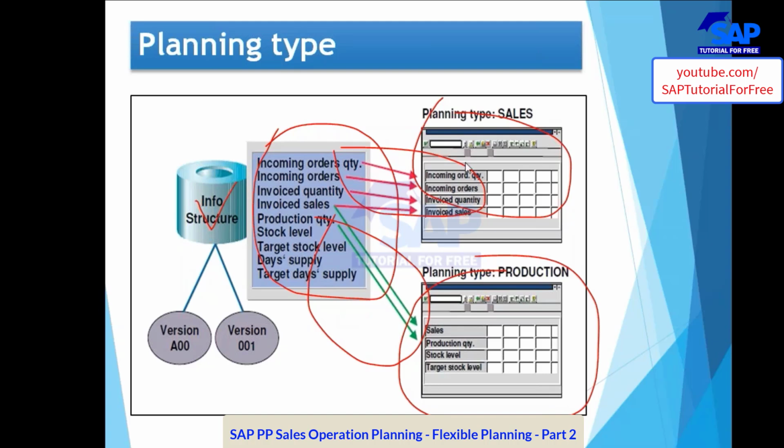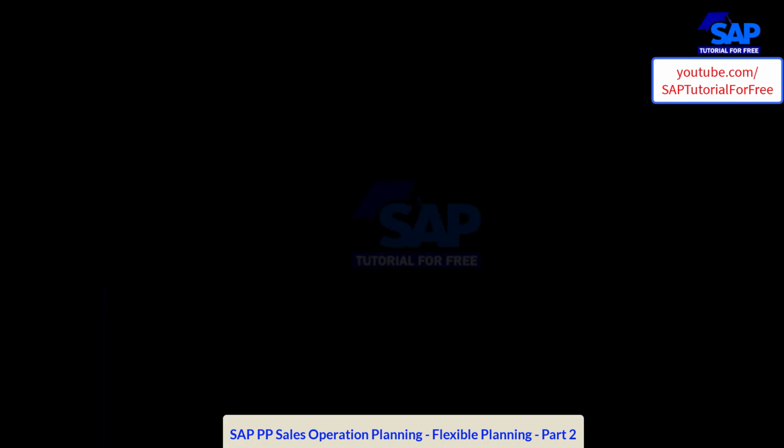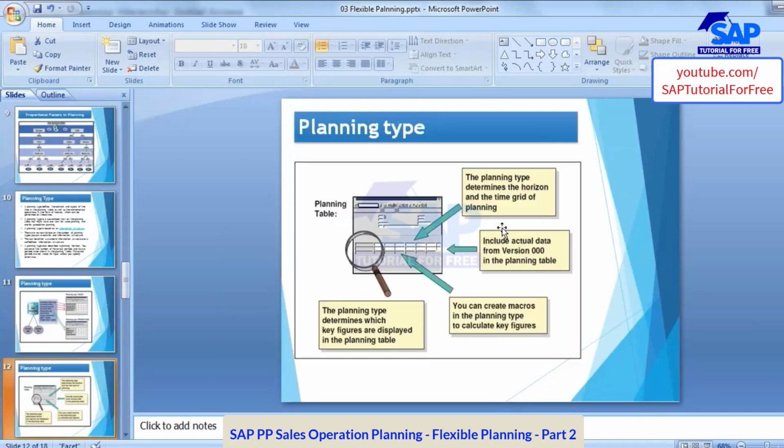Now you will be creating the planning types. It's basically a table where you will assign all the key figures. Different departments in the organization can have their own planning type, their own table, for the same information structure. So let's create the planning type. What data will you enter in the planning type? That you will understand.